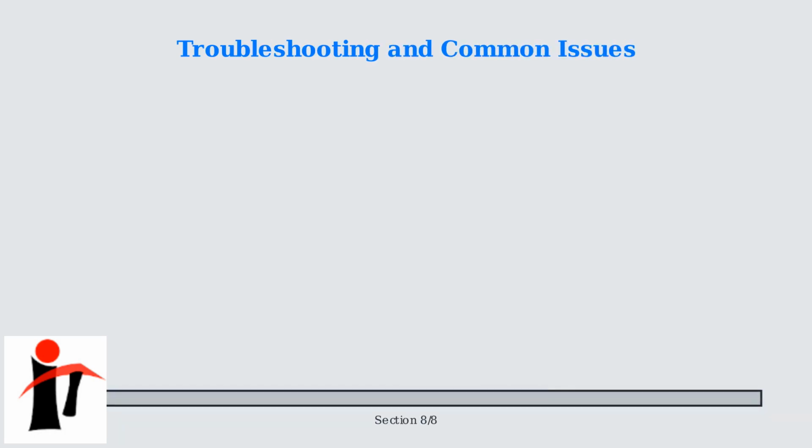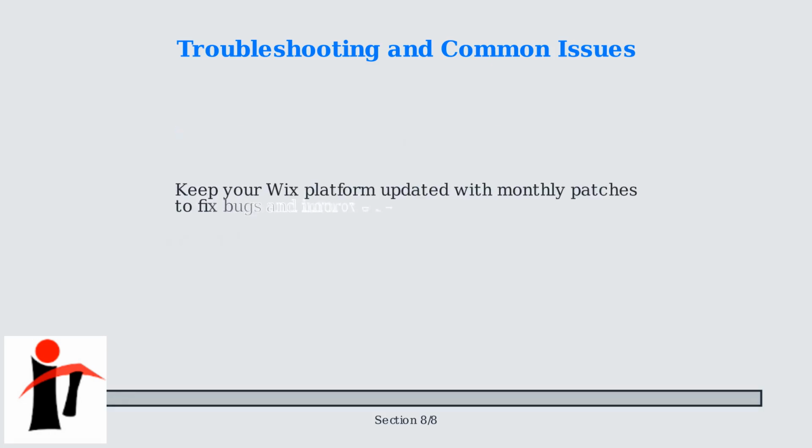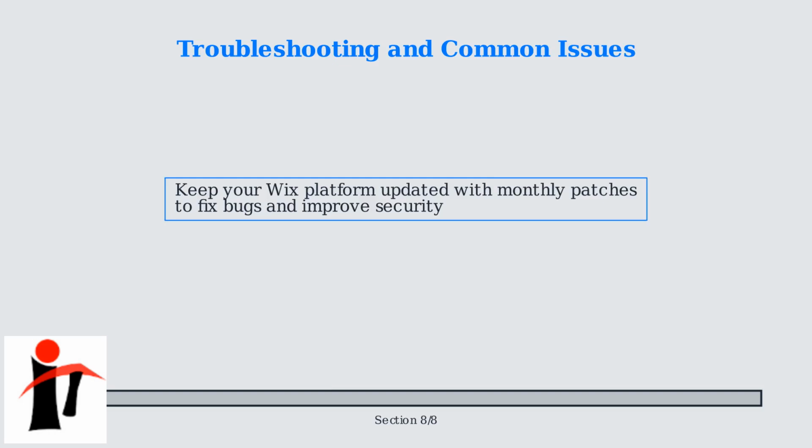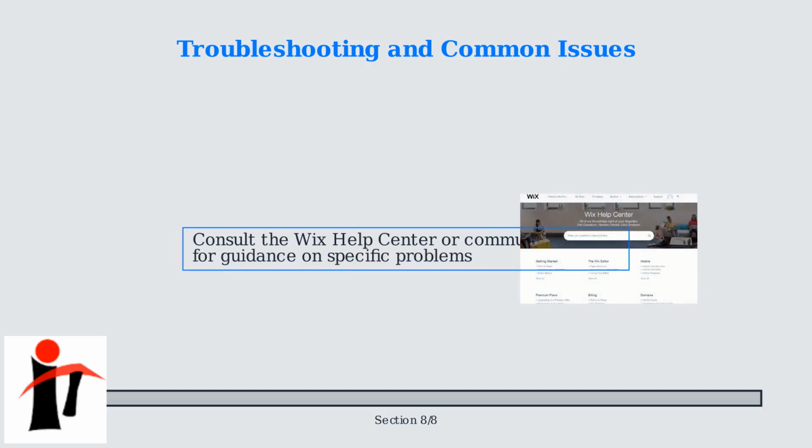Let's address common troubleshooting issues when working with Wix order forms and payments. Some users experience occasional glitches with third-party integrations, such as payment gateways like Stripe or PayPal, failing to process transactions properly. To resolve these issues, keep your Wix platform updated by installing the monthly patches released by Wix, which address bugs and enhance security. If you encounter issues, consult the Wix Help Center for detailed guides or reach out to community forums where other users share solutions and experiences.